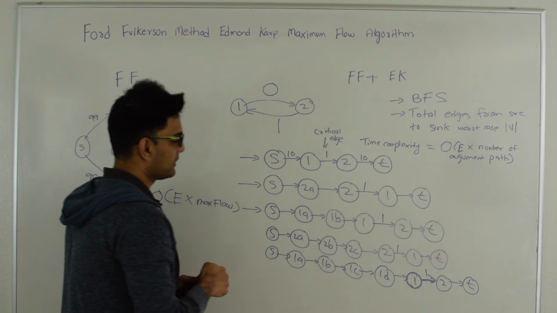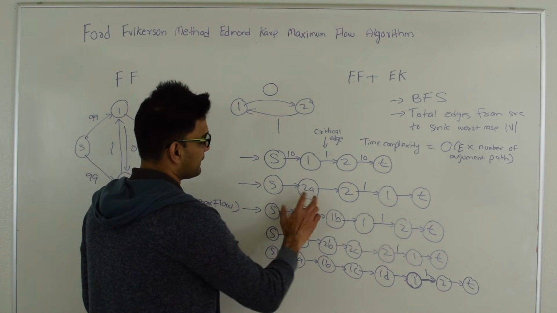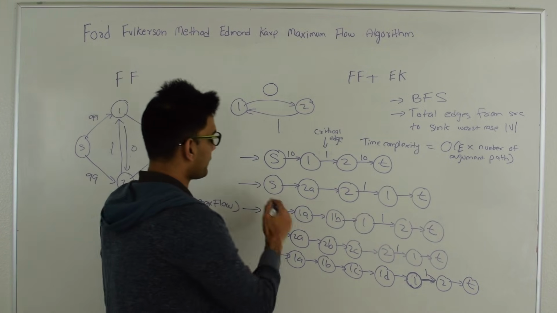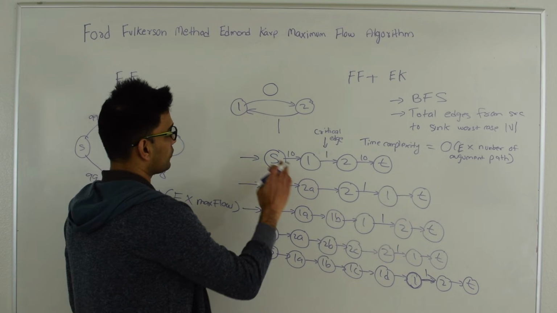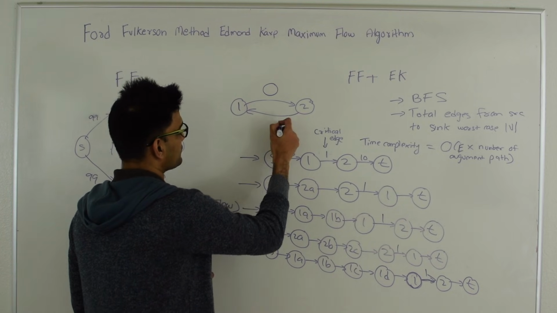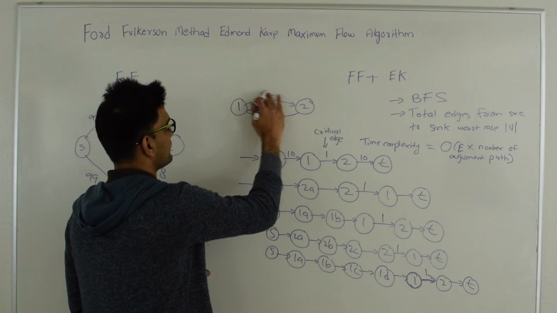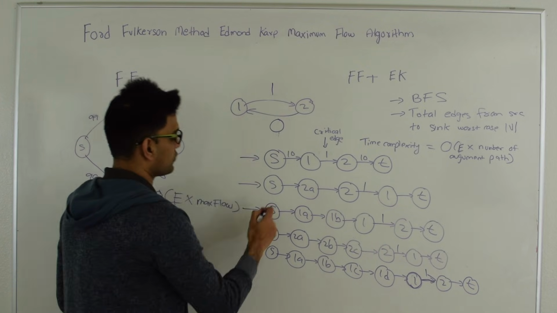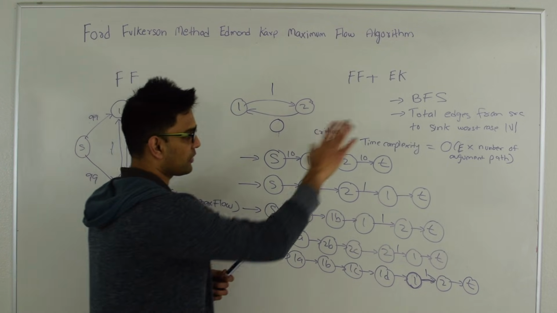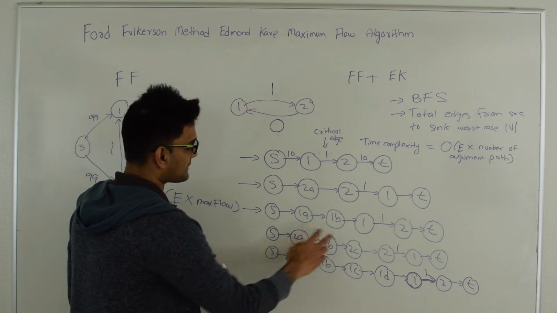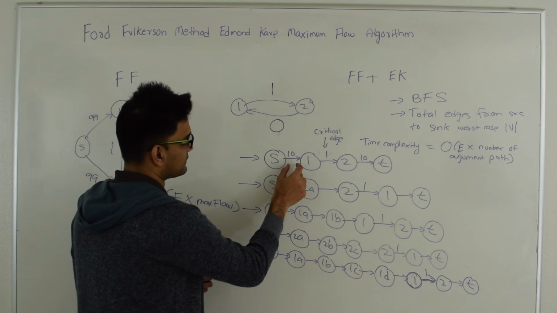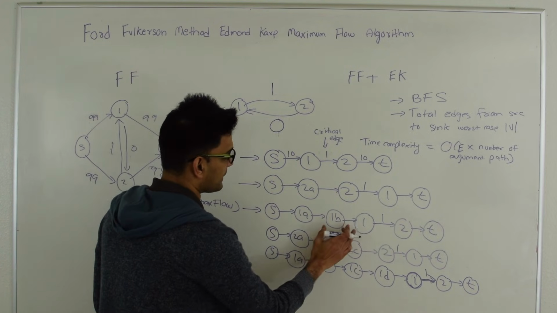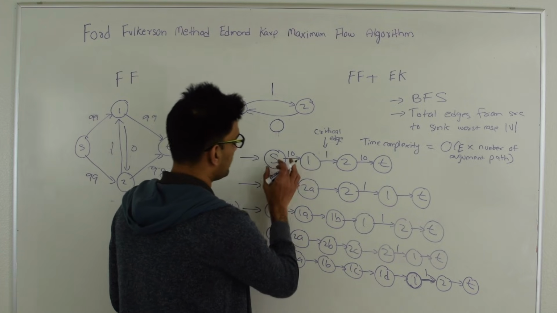Because of the BFS property, there will be at least one node between S and 2. So now we found this path here. After this path is done, this edge will become 0 and this residual capacity will become 1. So now we found another path going from 1 to 2, and let's say this was this path. Again, because of the breadth first search property, the last time there was just one edge, one edge away from S. This time it's going to be at least 3 edges away from S.